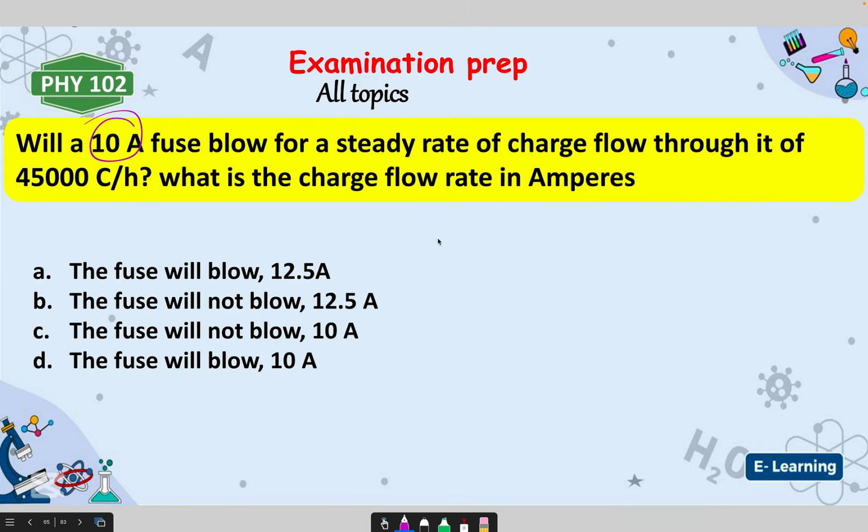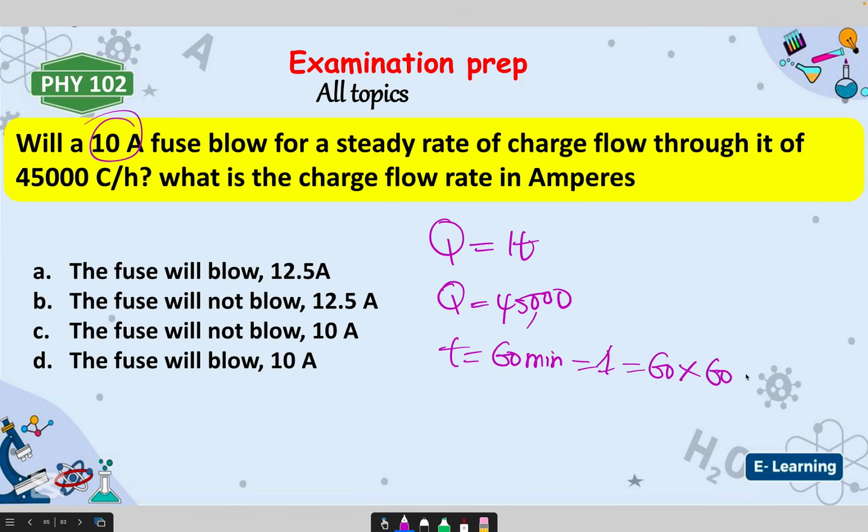Now, if it is 45,000 coulomb per hour, normally Q is equal to what? It. Is that okay? Now, what we are trying to look for is the current. Are you getting it? So our Q is 45,000. An hour is 60 minutes. Convert to seconds, it will now be 60 times 60, which should be 3,600 seconds.